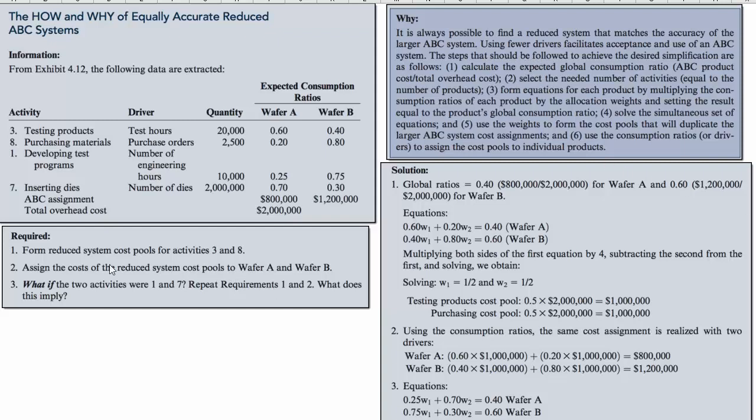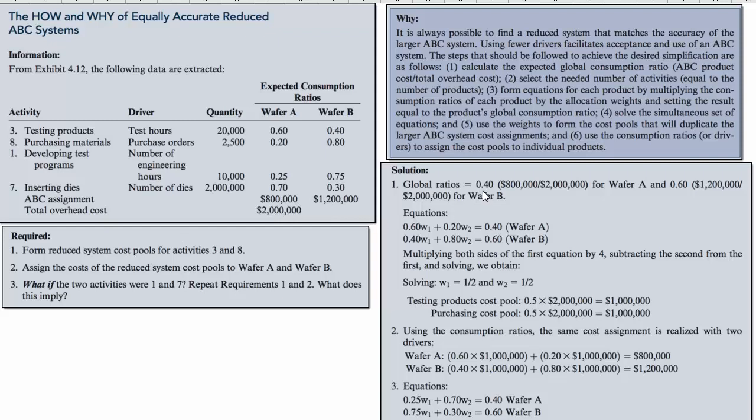So here's what they ask. They say form a reduced system's cost pool for activities 3 and 8. Activity 3 is testing, 8 is purchasing materials. And here's what we do. We look at the ABC assignment. We've got $800,000 assigned to wafer A and $1.2 million assigned to wafer B. So the total of those costs is $2 million. But we want to reduce the system cost pools.